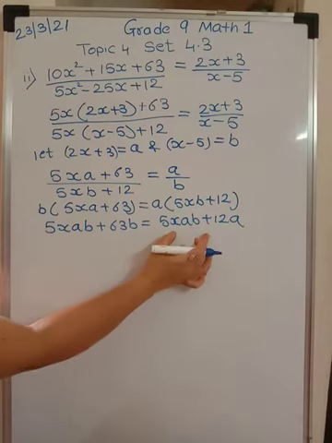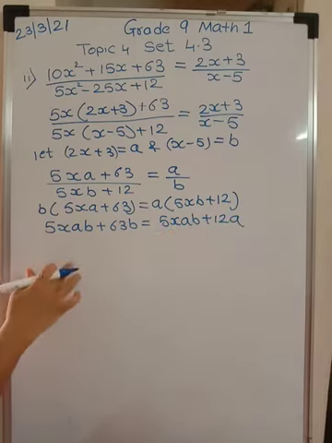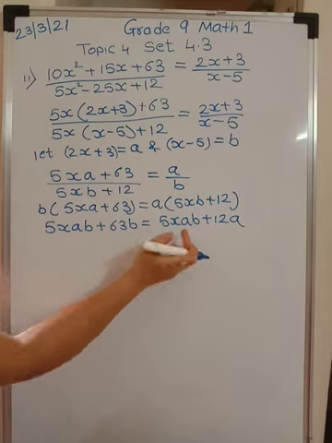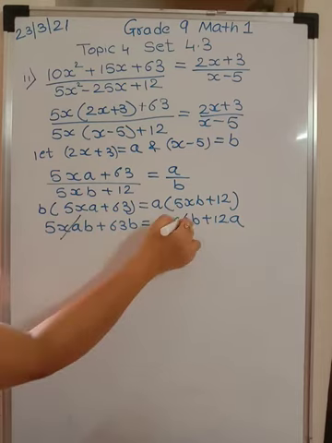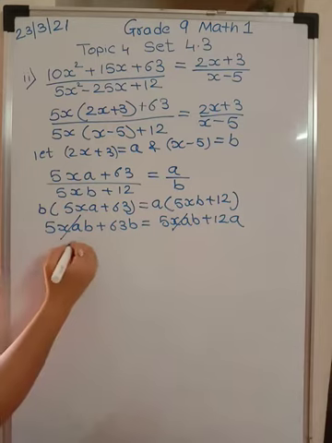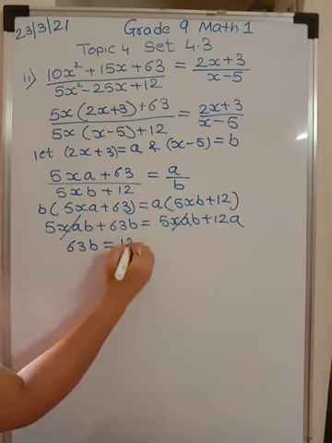Now if I shift 5xab this side, it will be minus 5xab. So 5xab minus 5xab will be 0. Or if you have same terms on the right hand side as well as left hand side with same signs, they are going to get cancelled. So what are we left with? 63b is equal to 12a.